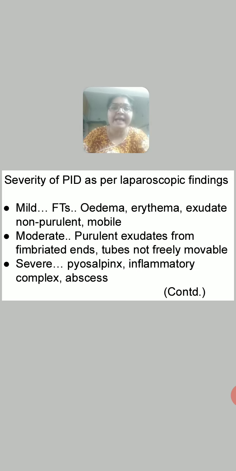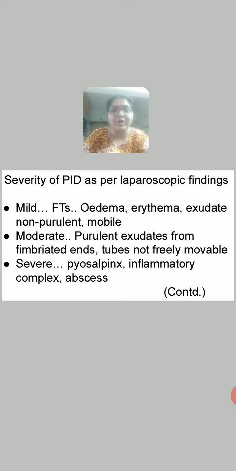Severity of PID as per laparoscopic findings. When you go for the laparoscopic examination, on the basis of whatever findings you get, you can decide the severity of the PID. PID is mild when the fallopian tubes show edema, erythema, and the exudate is non-purulent. The fallopian tubes are mobile and the exudate is non-purulent.